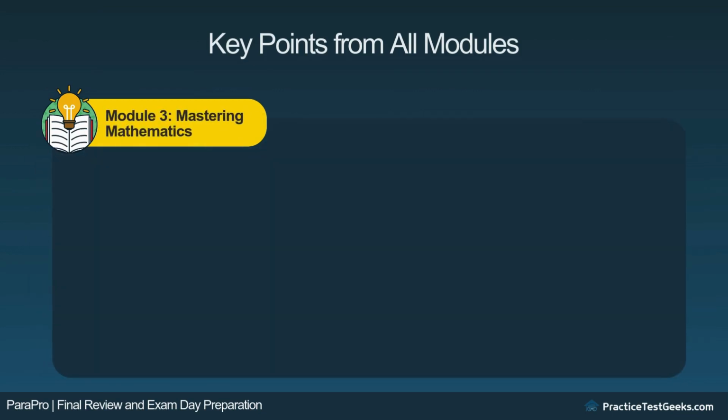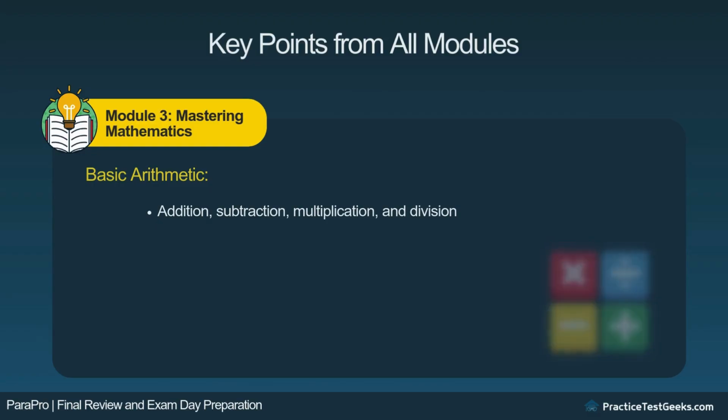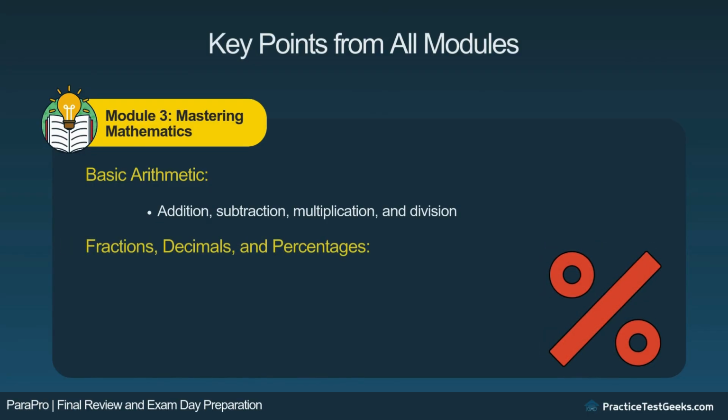Module 3. Mastering Mathematics. Basic Arithmetic. Review addition, subtraction, multiplication, and division. Ensure you can perform calculations quickly and accurately. Fractions, decimals, and percentages. Be able to convert between fractions, decimals, and percentages. Understand how to solve problems involving these concepts.